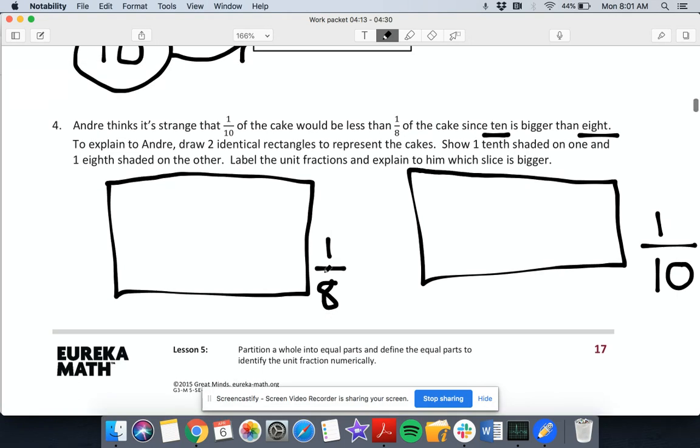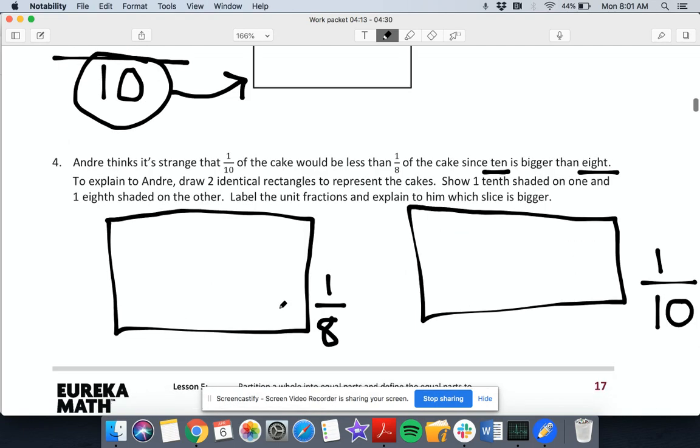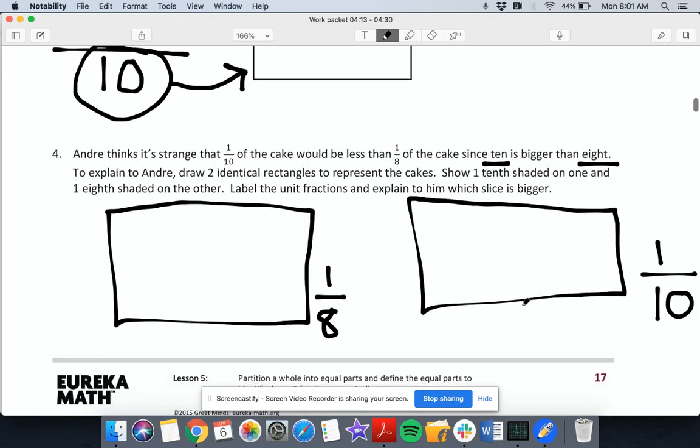Let's think for a second. Why would this cake be smaller than this cake? Or why would each piece be smaller in this cake than this cake? Okay, so a hint is because we are going to break this cake into 10 pieces, and this cake will be 8 pieces. So that means that this cake, each piece would be smaller than this cake.